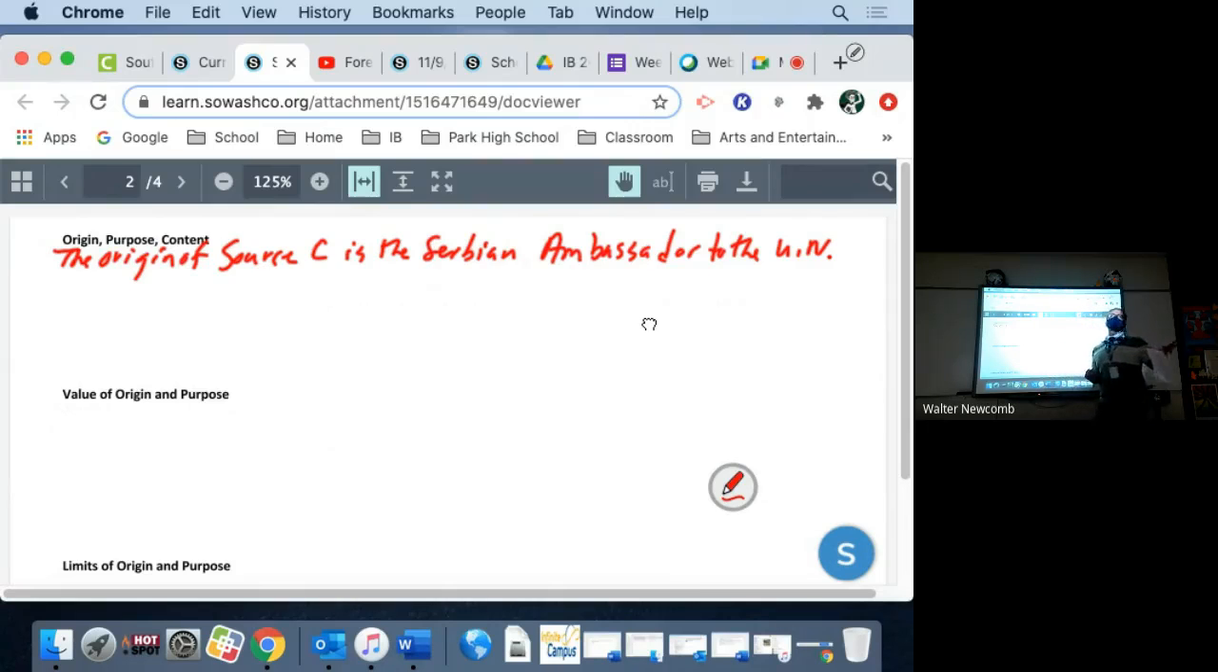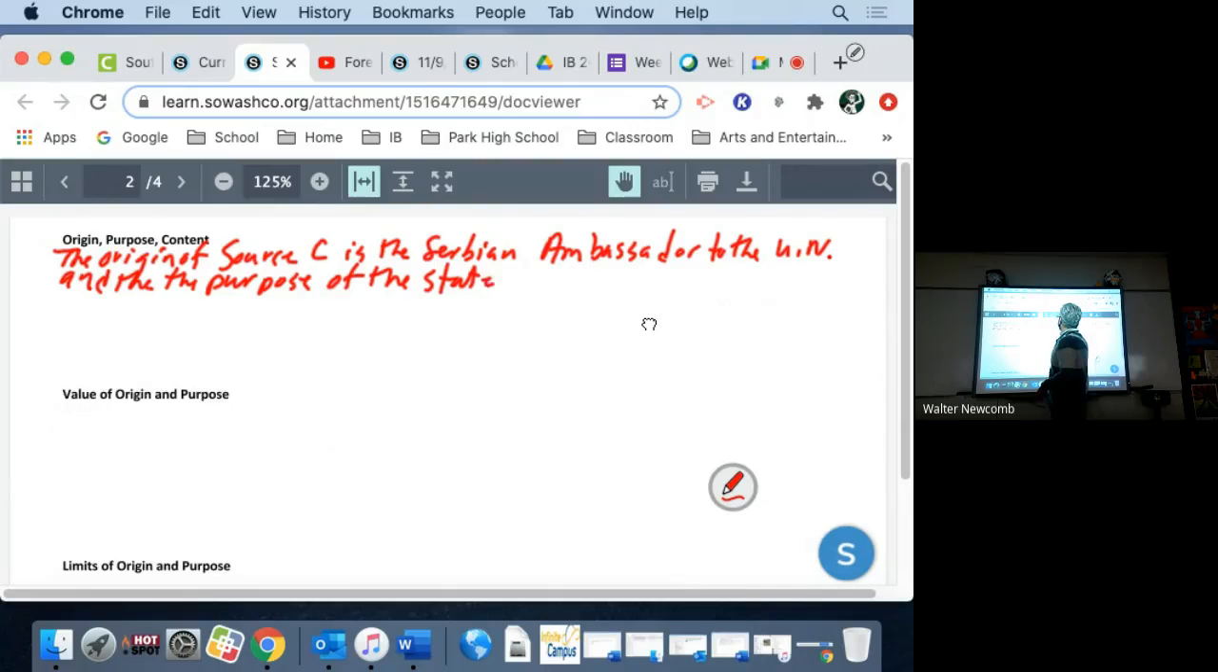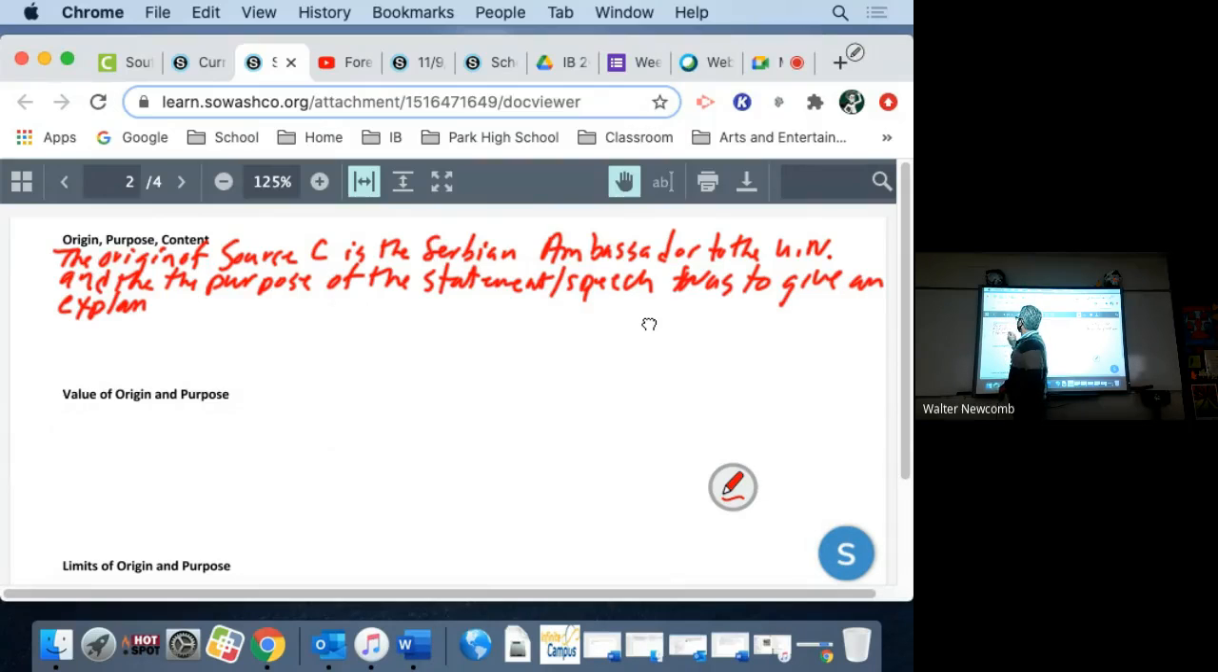And here's where the purpose of the speech comes in. The purpose of the statement or speech was to do what? To make a statement about the NATO bombing campaign. Okay. The purpose was to give an observation or explanation of NATO bombing.